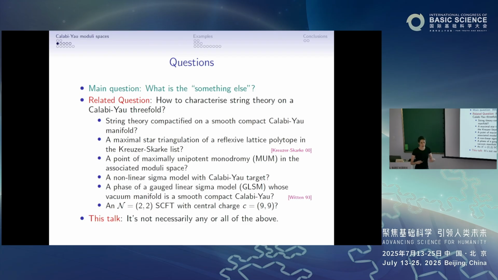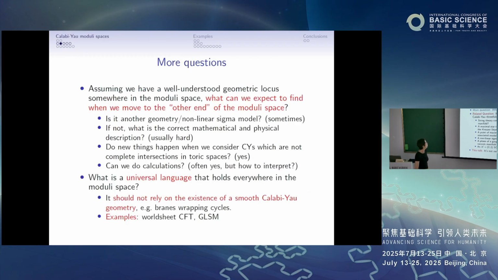And then if you want to take the full worldsheet perspective and not care too much about geometry, you can also characterize a Calabi-Yau as a (2,2) superconformal field theory with central charges (9,9). So what I want to tell you in this talk is that in principle, all of this can be true, but it doesn't have to be true to have a notion of a Calabi-Yau compactification. All right, so let's move on and ask more questions.